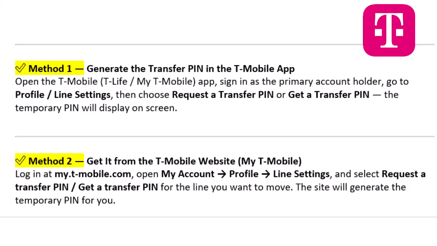Method 2. Get it from the T-Mobile website, my.tmobile.com. Log in at my.tmobile.com, open My Account, then Profile, then Line Settings, and select Request a Transfer PIN or Get a Transfer PIN for the line you want to move. The site will generate the temporary PIN for you.